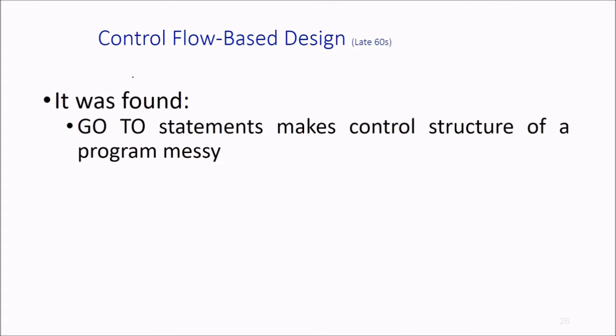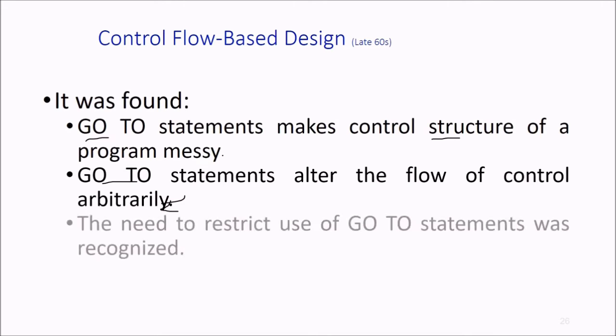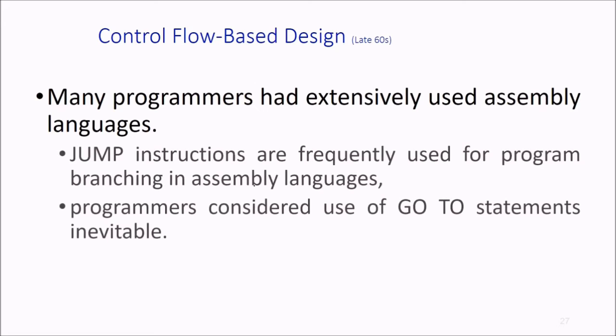So it was observed that go-to statements make your control structure quite difficult and messy. Go-to statements alter the flow of control arbitrarily. There is no control; you cannot go in a sequence, it just changes from one point to another. So there was a need to restrict the go-to statement, and this was quite recognized. Many programmers had extensively used assembly languages while developing earlier on. So jump instructions are frequently used for program branching in assembly languages. The use of go-to statements was considered inevitable.